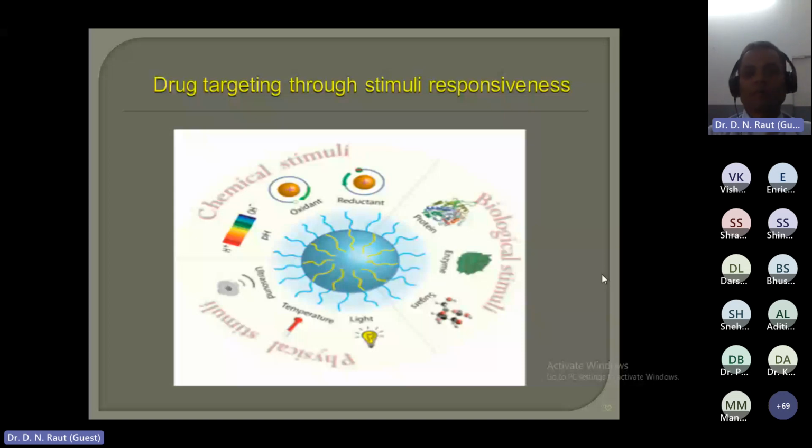Similarly, it could happen with biological stimuli like proteins, enzymes, sugars, and it could happen with some physical stimuli like light, temperature, and ultraviolet. A good example here is in the case of infectious diseases.